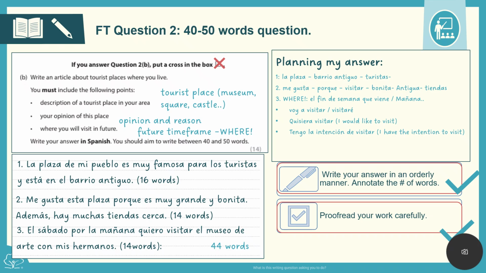You can also see the amount of words. It's good practice to make a note of that as well, so you have a rough idea of how close or far you are from the suggested amount of words. After you are happy with your answer, make sure you always proofread your work, because there might be mistakes about gender, for example, or you use a plural instead of a singular, or you forgot to add the infinitive after ideas like me gustaría or voy a or quiero. So always use the time, because you will have plenty to read your work.